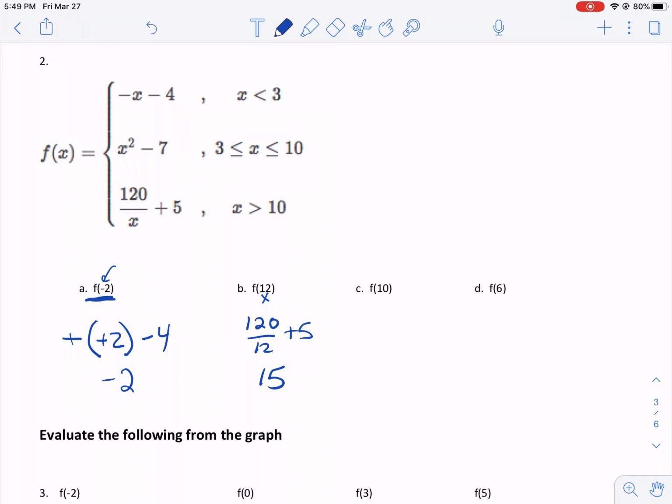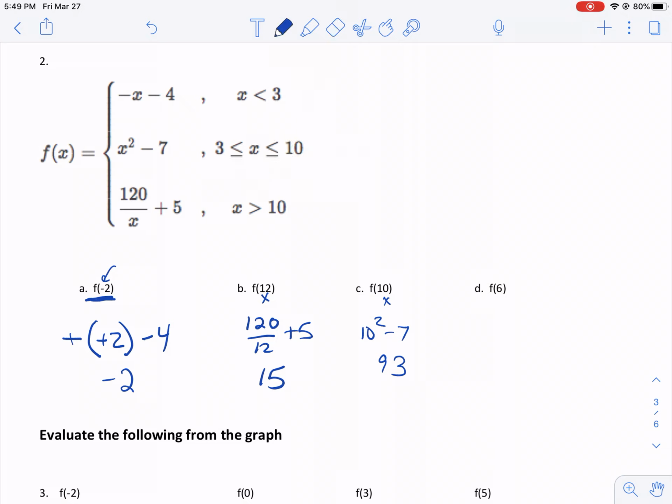Excuse me, f of 10. So 10 is our x value. Is 10 less than 3? No. Now, this says between 3 and 10, but you need to look at the inequalities. These inequalities both have equal signs, which means the 3 and the 10 are included in this piece. So since 10 is equal to 10, we are filling it into the second piece. 10 squared minus 7 makes 93.